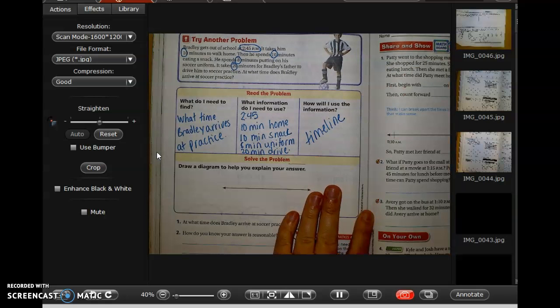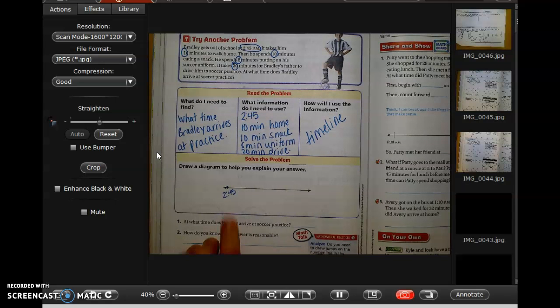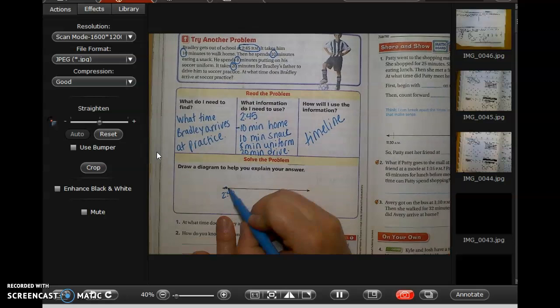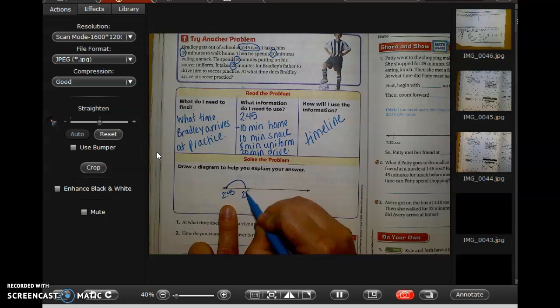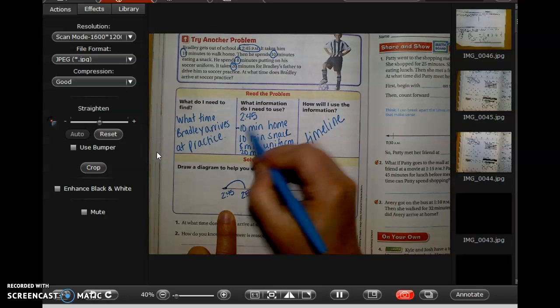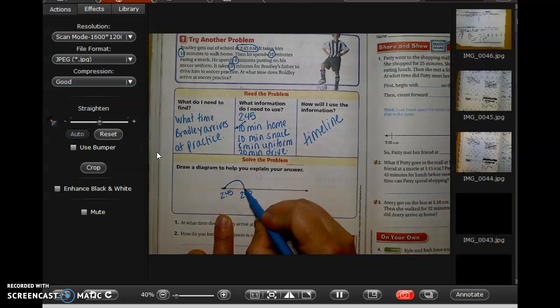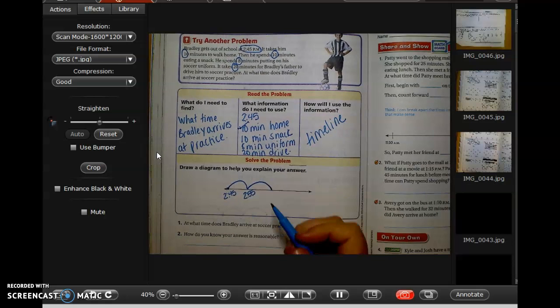Okay, let's solve the problem. Okay, we know he's starting at 2:45. We know it's 2:45 when he starts this time, and we're working forward. So first of all, at 2:45, then what's he do? 10 minutes home. So we're going to take a jump of 10 minutes. If we're at 45 and we add another 10, we're at 2:55. Oh, there's another 10-minute snack. So I jump another 10 minutes. I'm at 55, and I have to go 10 more.